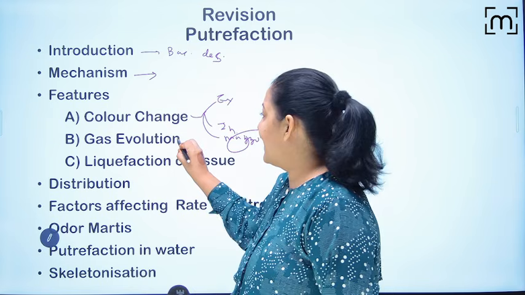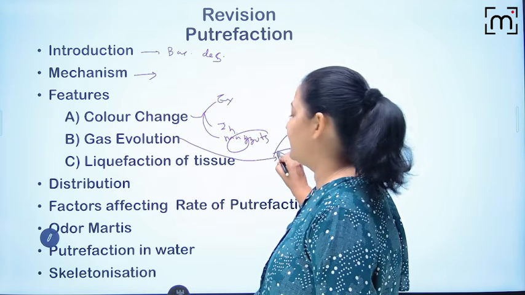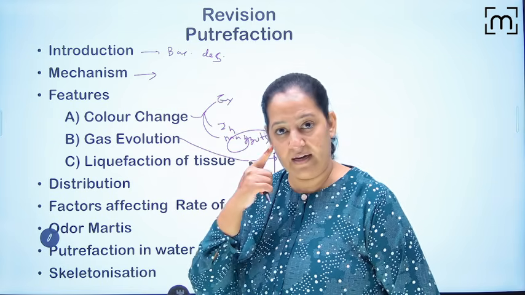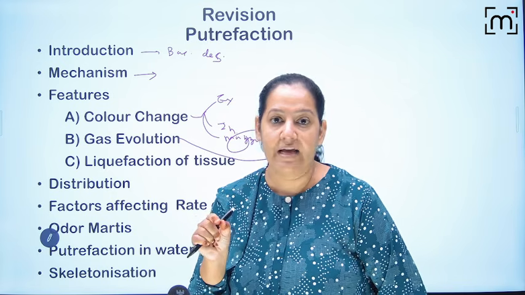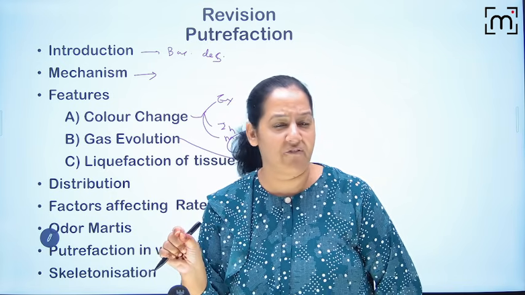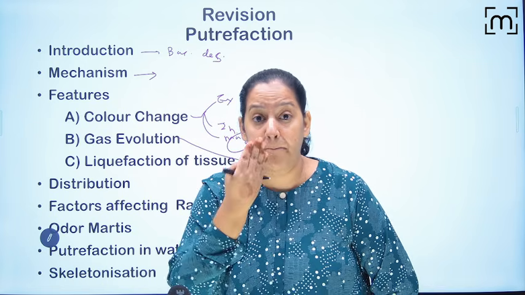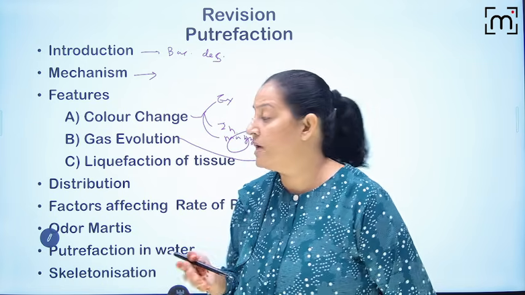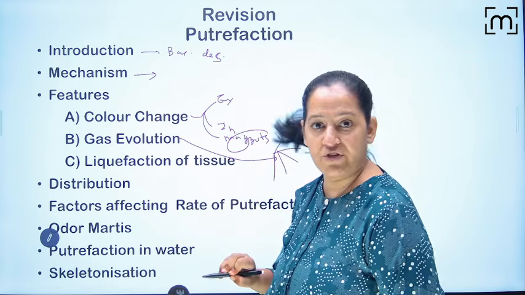Okay. Second is gas evolution. I told you many things. First the abdomen distends, then the eyes, then blistering of the skin, then prolapse of the uterus, prolapse of the rectum, postmortem purge, that is bleeding from the nose and the mouth. This is all due to gas evolution.